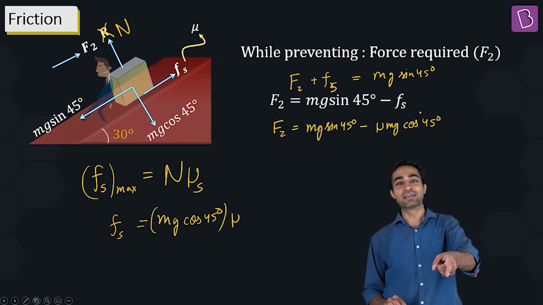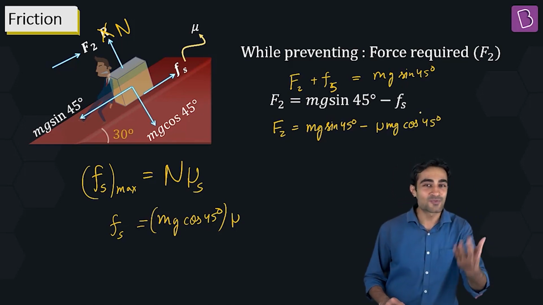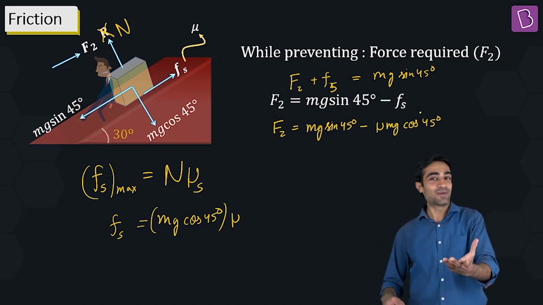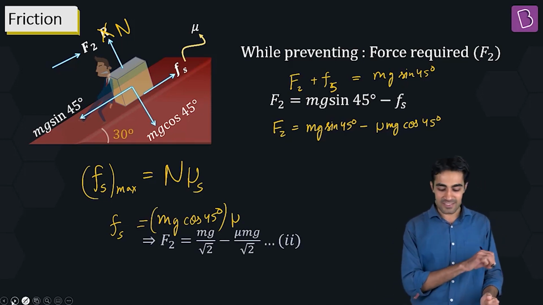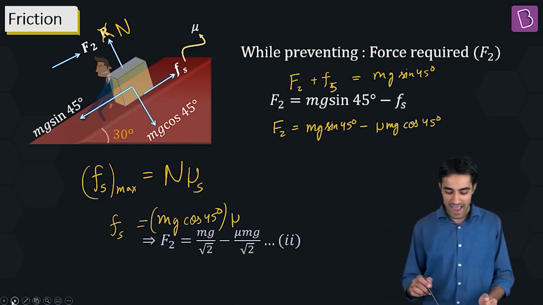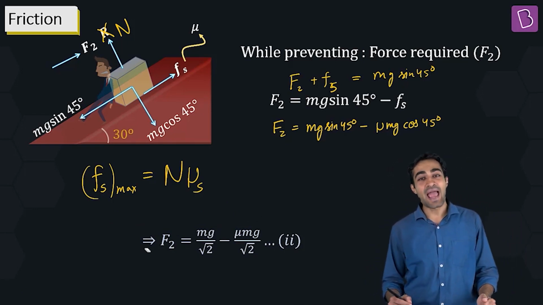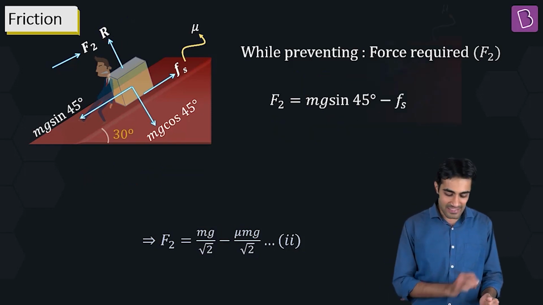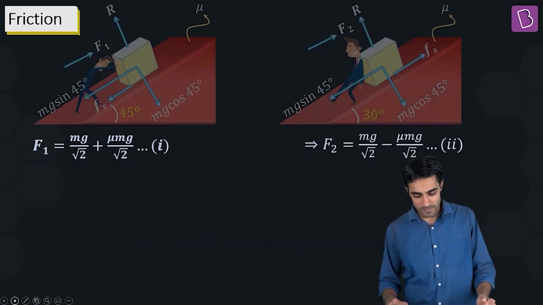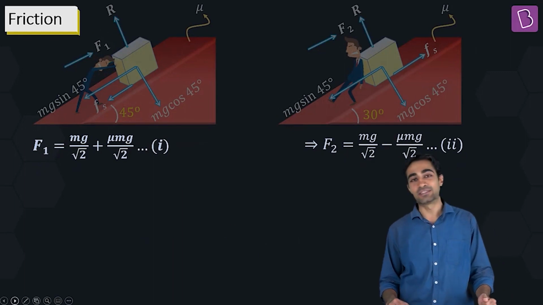Sine 45 degree is 1 by root 2. Cos 45 degree is 1 by root 2. So we have this equation 2. And equation 2 looks great. Now we had the value of F1 and we had the value of F2. Let's look at them together. So F1 is this, F2 is this.